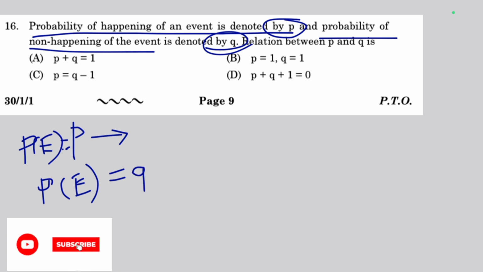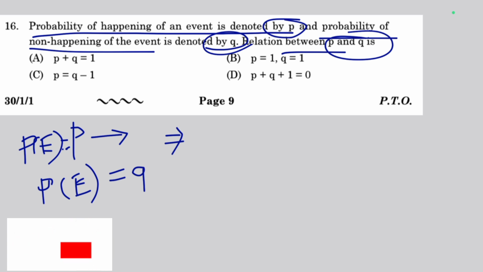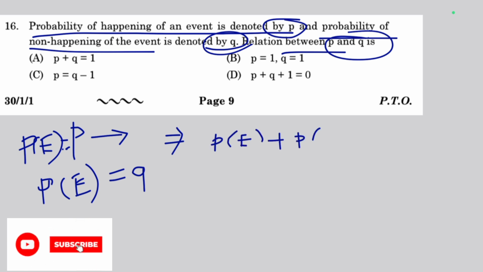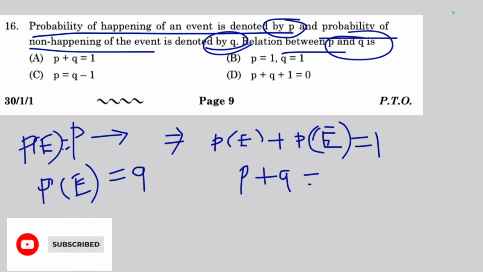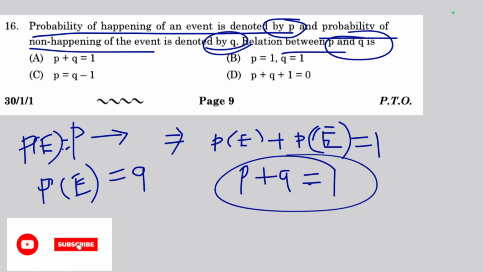So we know that for any elementary event, what we have to find out is the relation between P and Q. Now we know that in probability, the total sum of the probabilities of an elementary event is unity, that is 1. So if the probability of an event is P and the probability of not happening of that event is P of E bar, then the total sum is 1. So I can say P plus Q, the values given in the question, is equal to 1. So option number 1 will be the correct answer for this question.